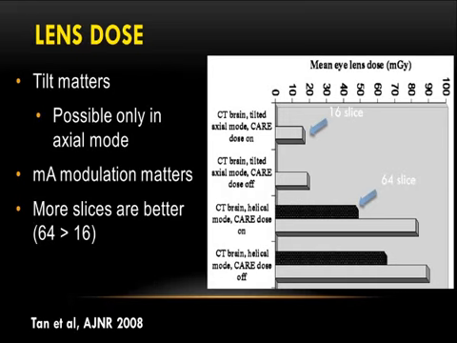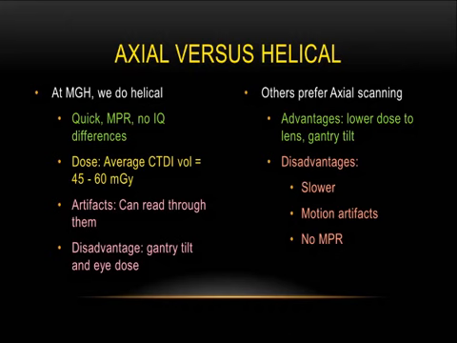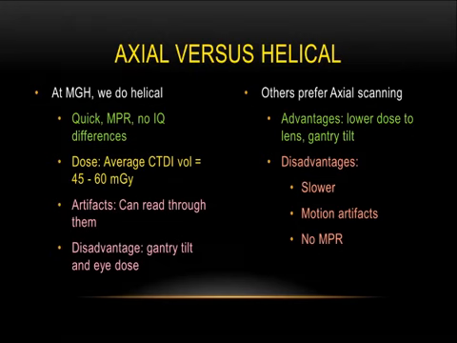Okay, all these are sort of obvious points that have been made before. But the main point here is the lens dose is affected by the way you scan. So axial versus helical. My bottom line is at MGH we do helical because we like our coronal and sagittal recons.